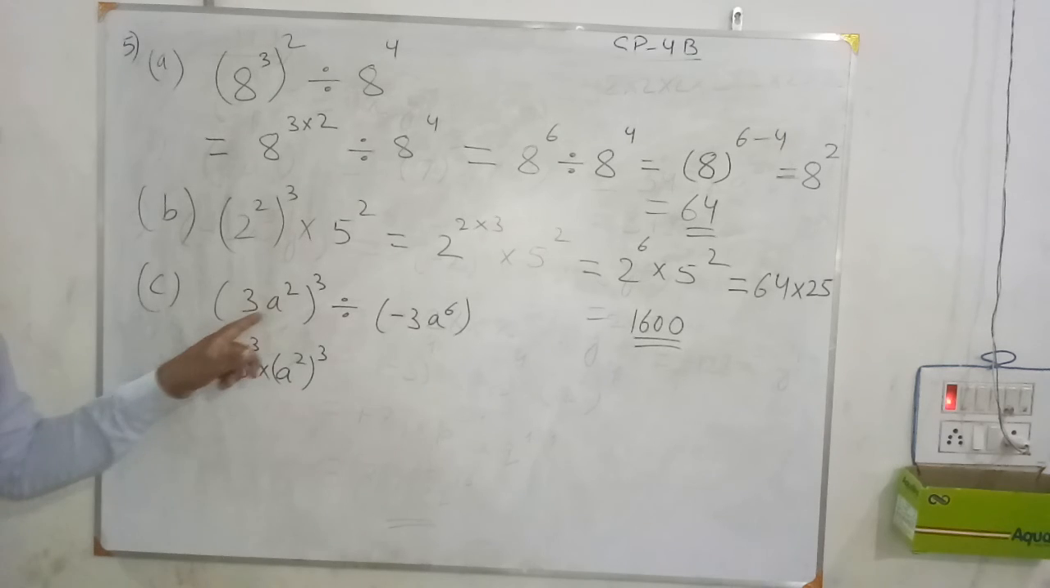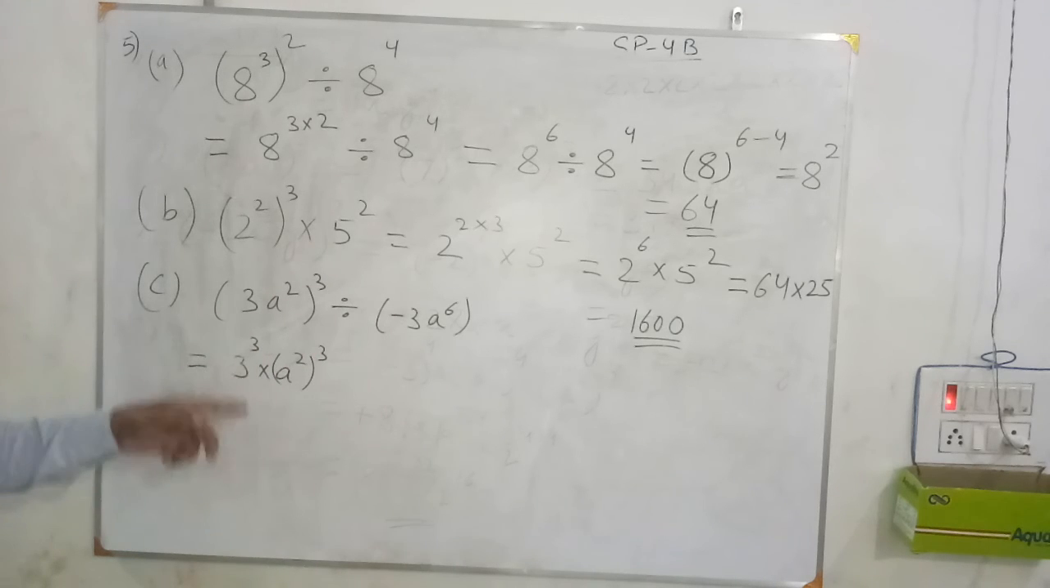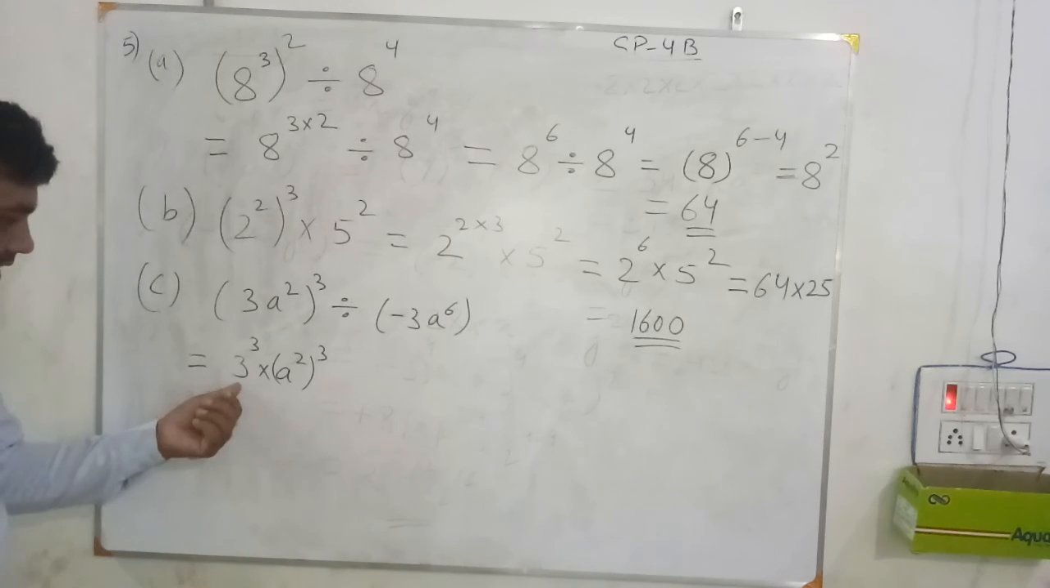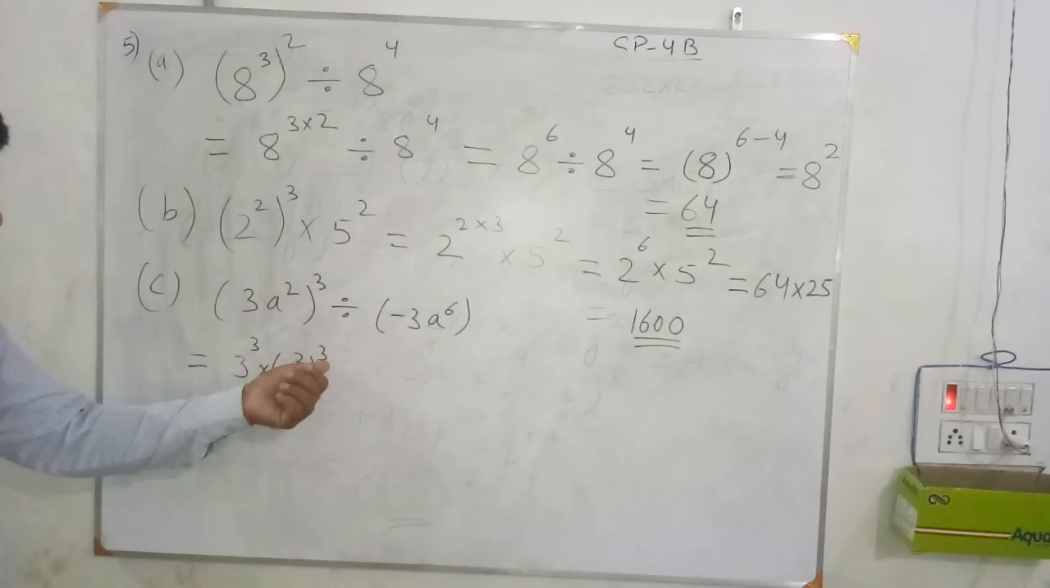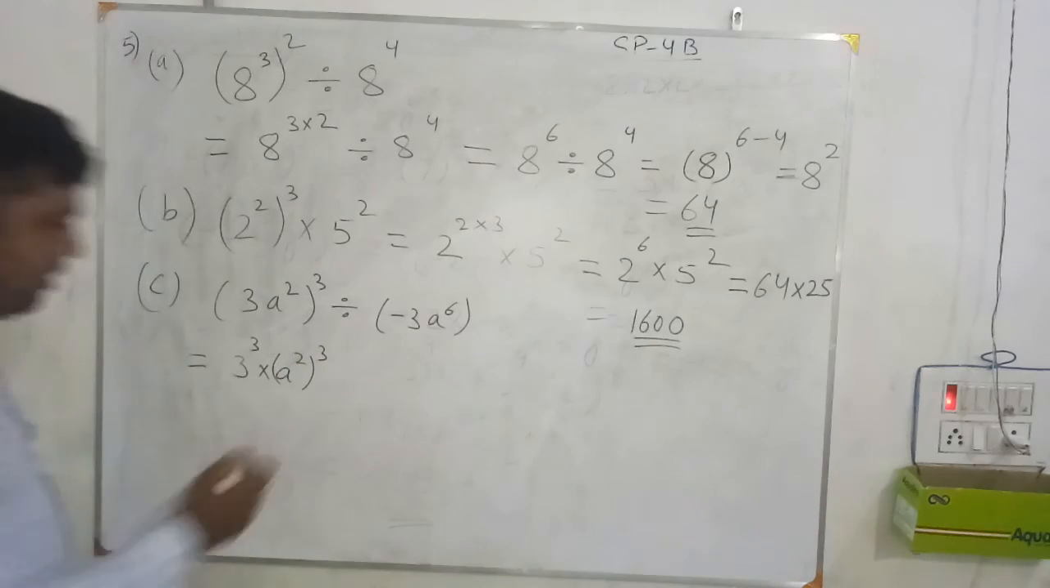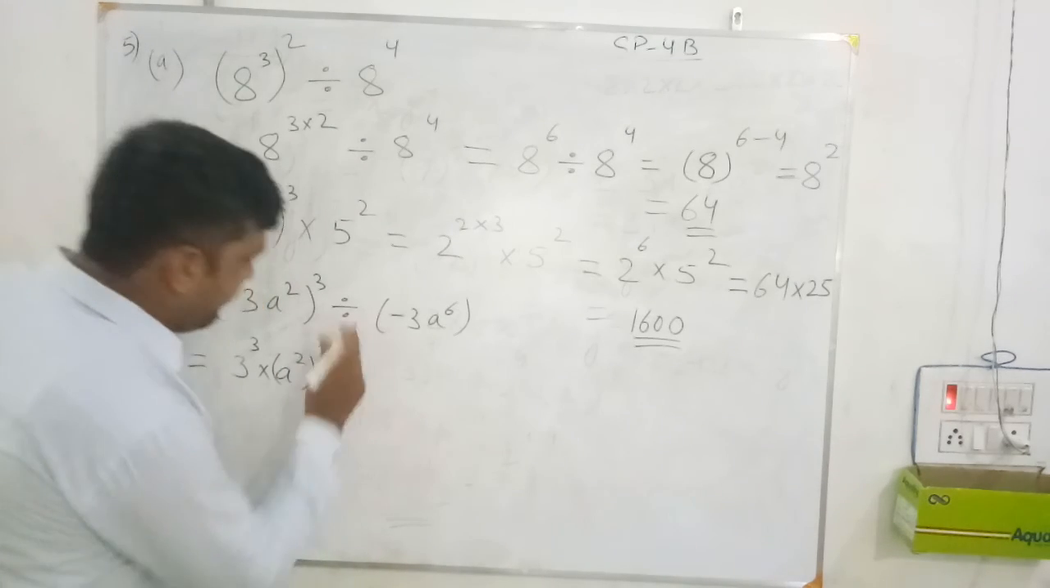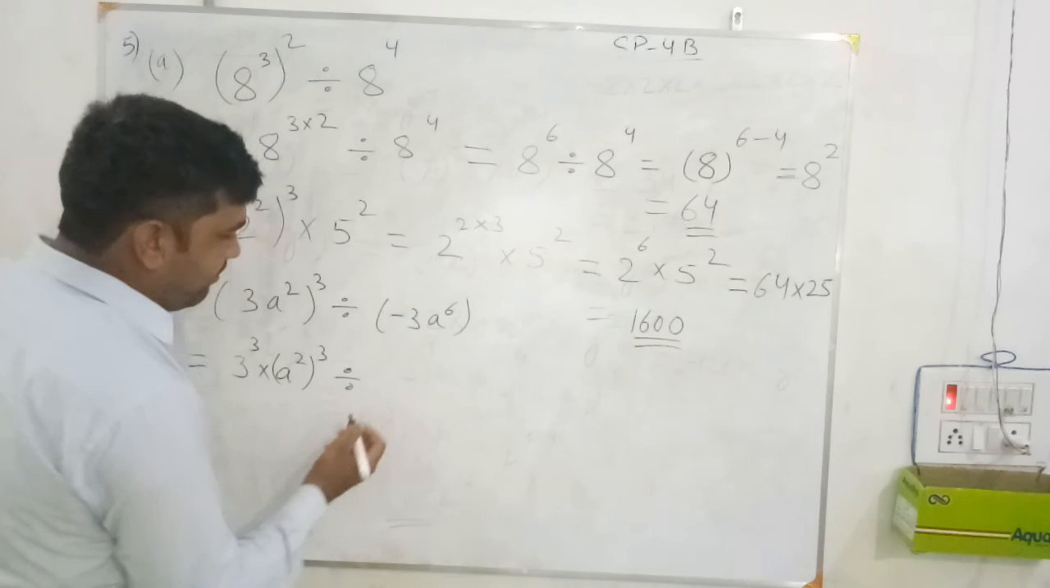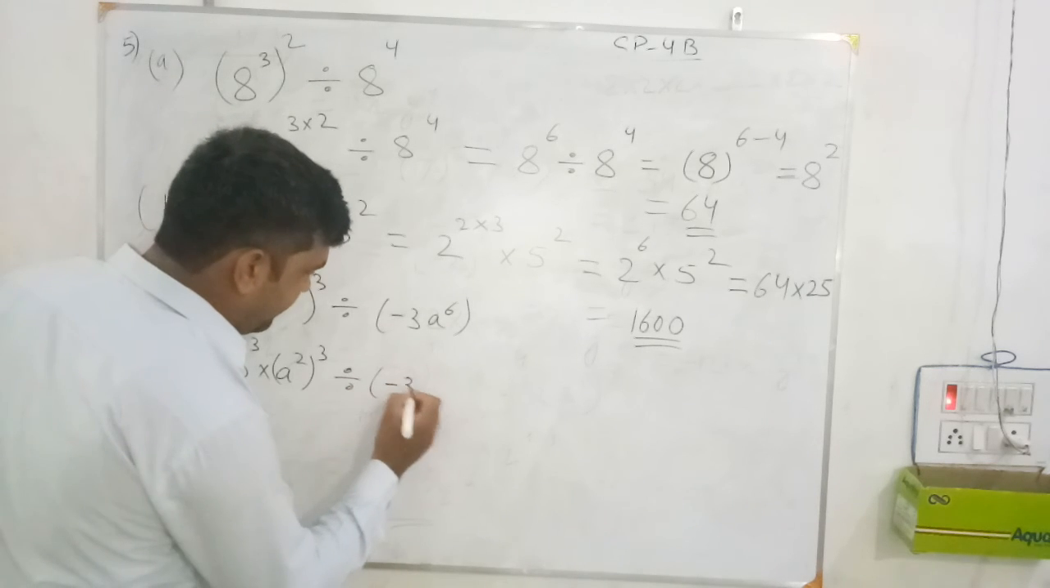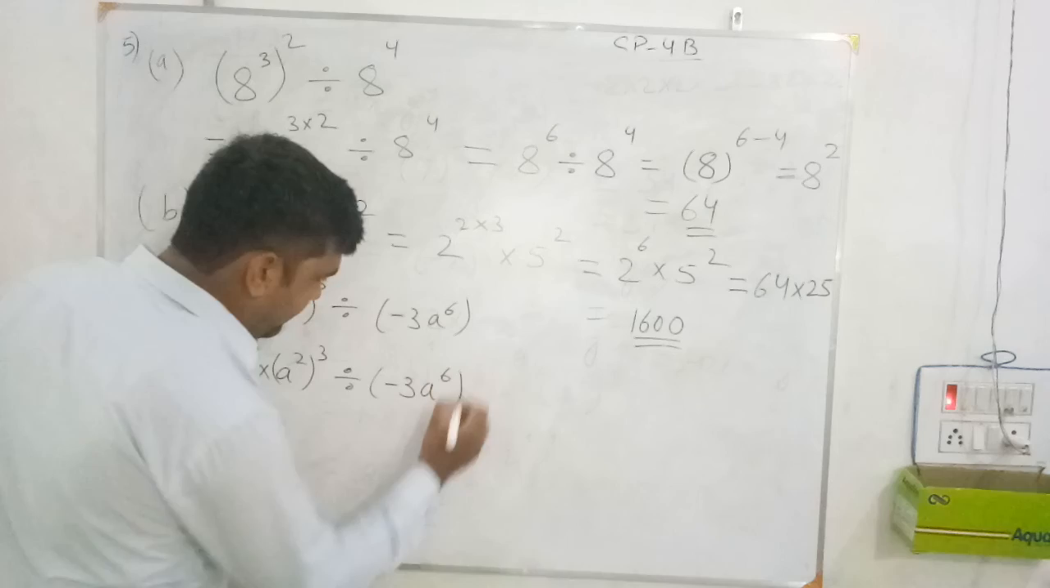So this power 3 is raised over both the bases. In the parenthesis, the small bracket, two bases are there, 3 and a square. And this power 3 is for both the bases. So that's why I have raised this power 3 on the first base 3, and this power 3 also is raised on the second base a square. Now after that we do the division. Here minus 3a to the power 6, that you can write as minus 3a to the power 6.